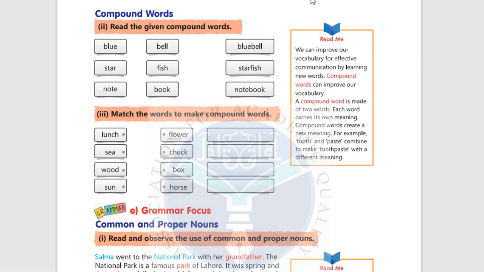So first off, this is page number 5 and on page number 5 we're going to do exercise D part 2. This is part 2 of exercise D, compound words. Now first of all, what are compound words? We're going to read about what compound words are. A compound word is made of two words. Each word carries its own meaning. Compound words create a new meaning. For example, tooth and paste combine to make toothpaste with a different meaning.